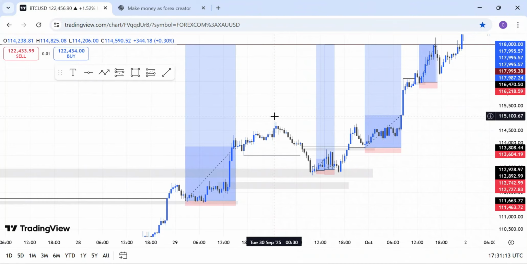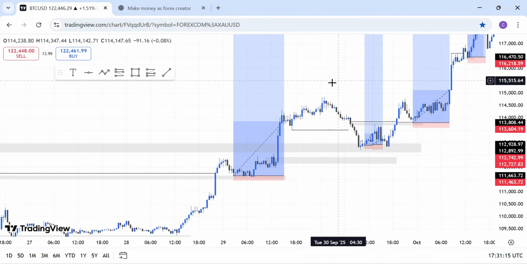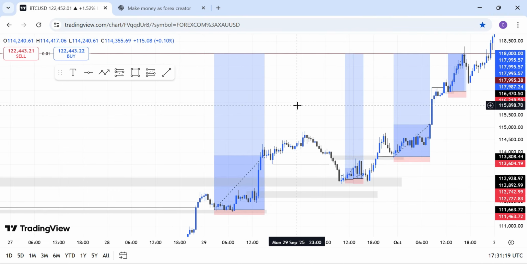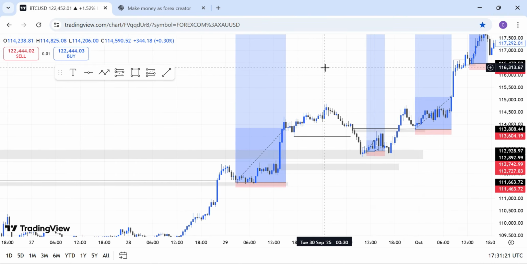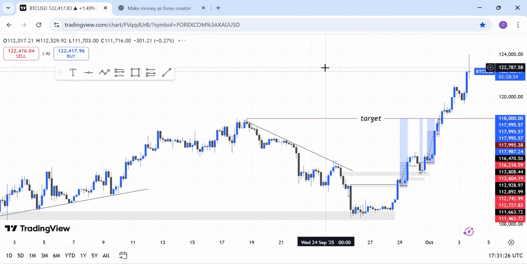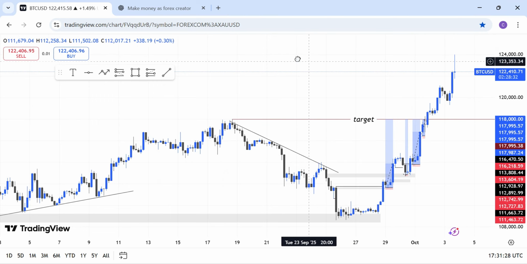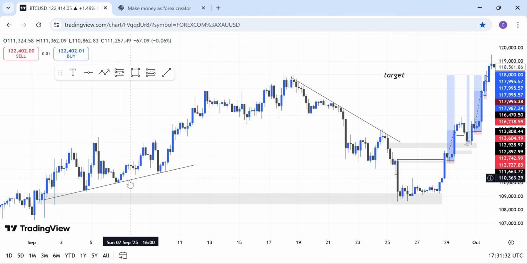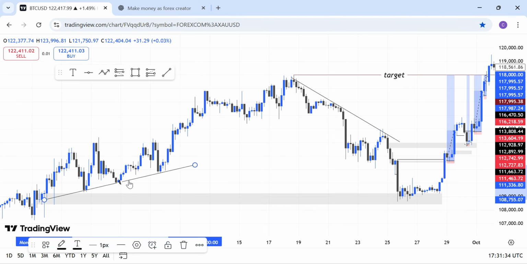Hello guys, so in today's video I'll be showing you how I was able to get my directional buyers on BTC, so this BTCUSD. So the first thing is that I went to the 4 hours time frame to get my directional buyers. Now on the 4 hours time frame I saw that the market just took out liquidity, which is this trendline liquidity over here.